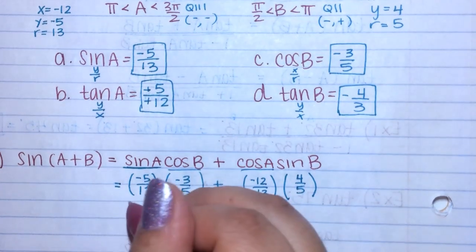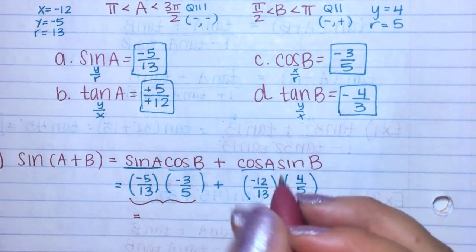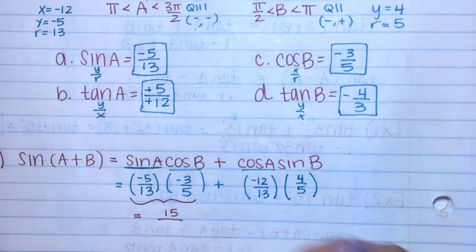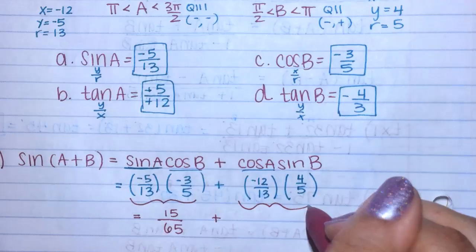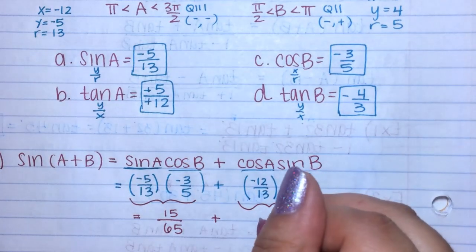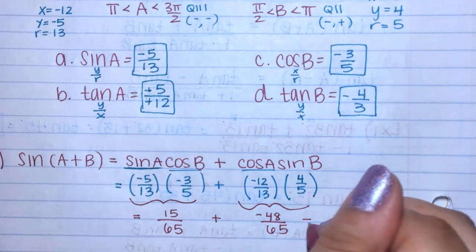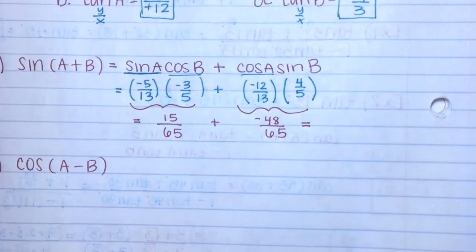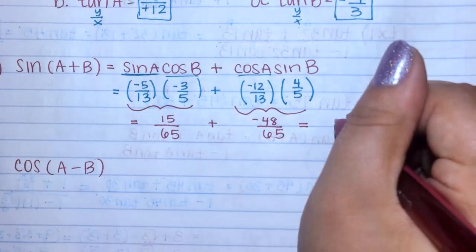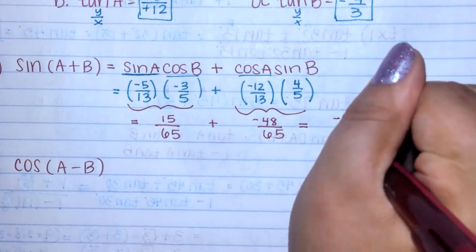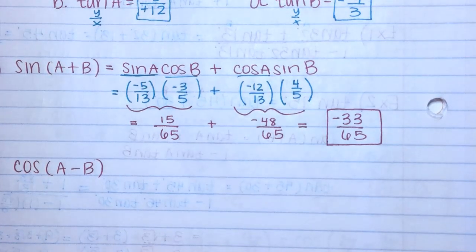Now do what we did yesterday. Multiply the numerators, multiply the denominators. What is negative 5 times negative 3? Over, what's 13 times 5? What is negative 12 times 4? 13 times 5. And what do I do here? Subtract or add the negative, either way. What is 15 plus negative 48? And that is your answer. We like that?